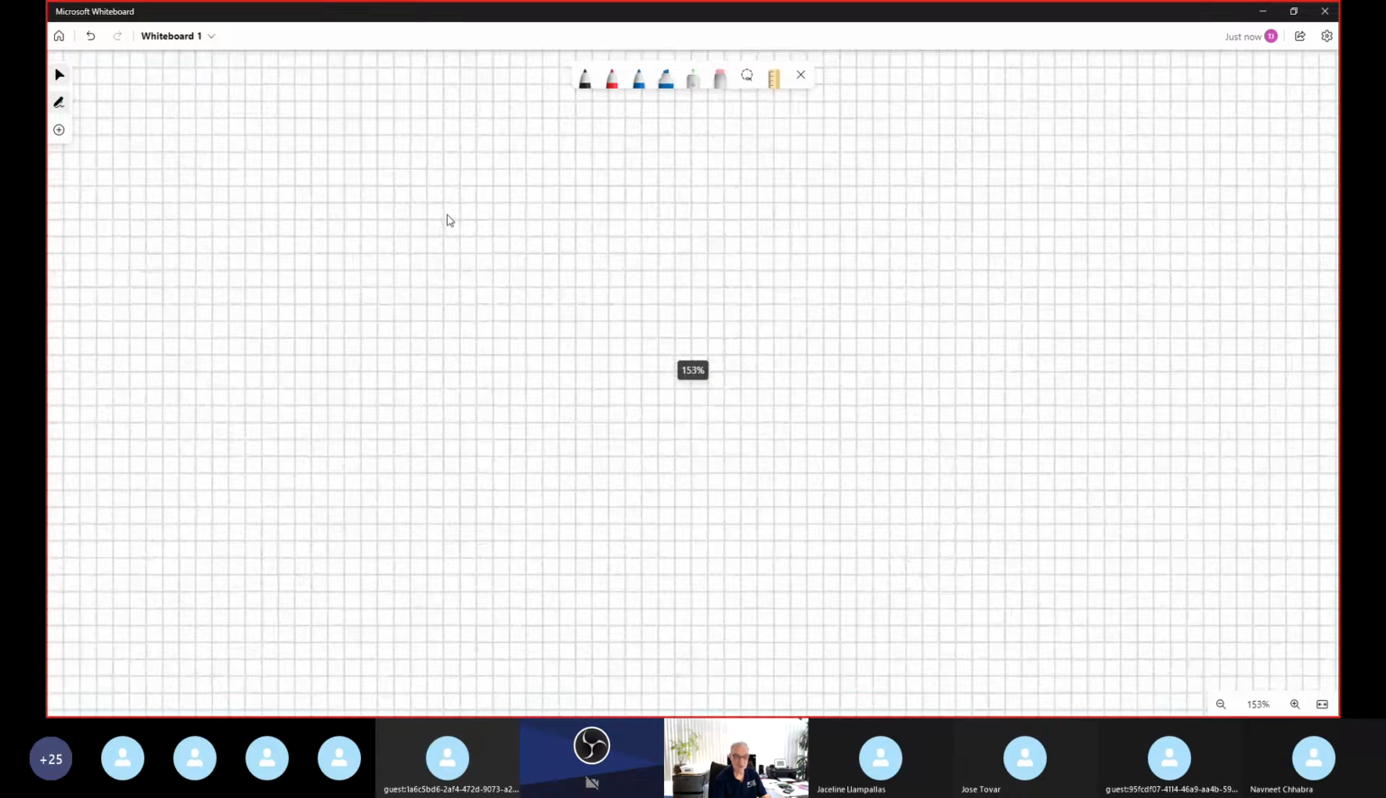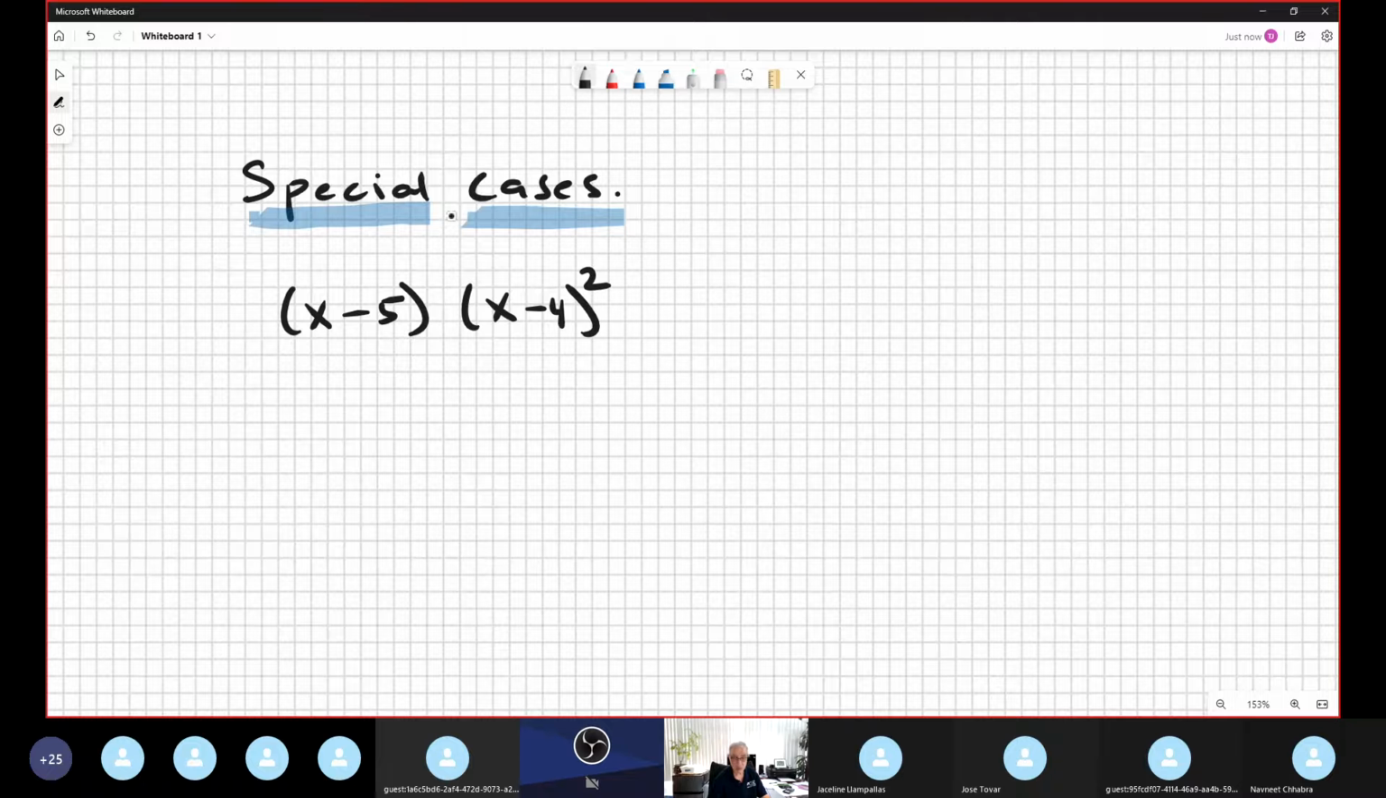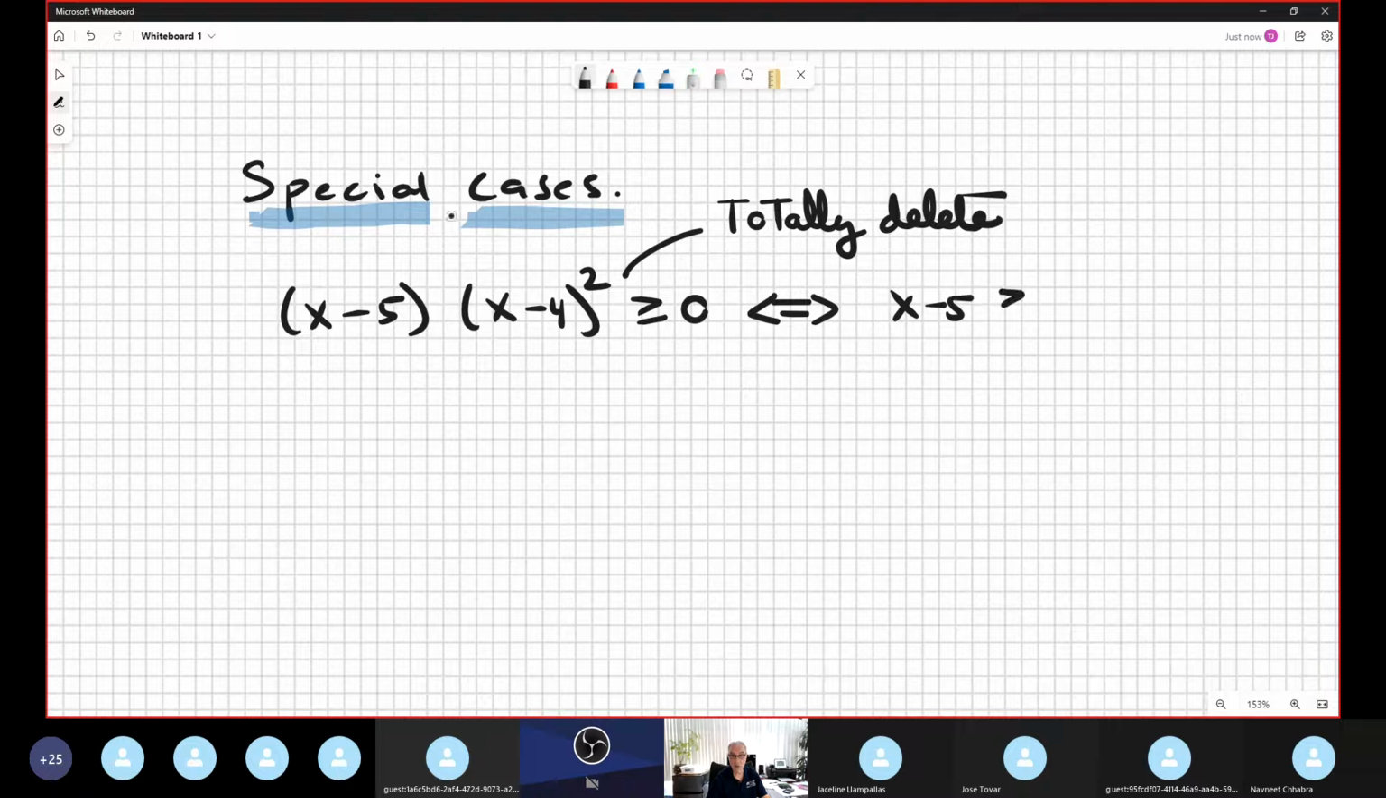I call it a special case, and you need to be aware of the special cases, because sometimes it's tricky, but it helps simplify my problem. Suppose x minus 5 times x minus 4 squared is greater than or equal to 0. Instead of solving it in a complicated way, you ignore the even exponent, you totally delete it. This is 100% equivalent, guys, to writing x minus 5 alone greater than or equal to 0.